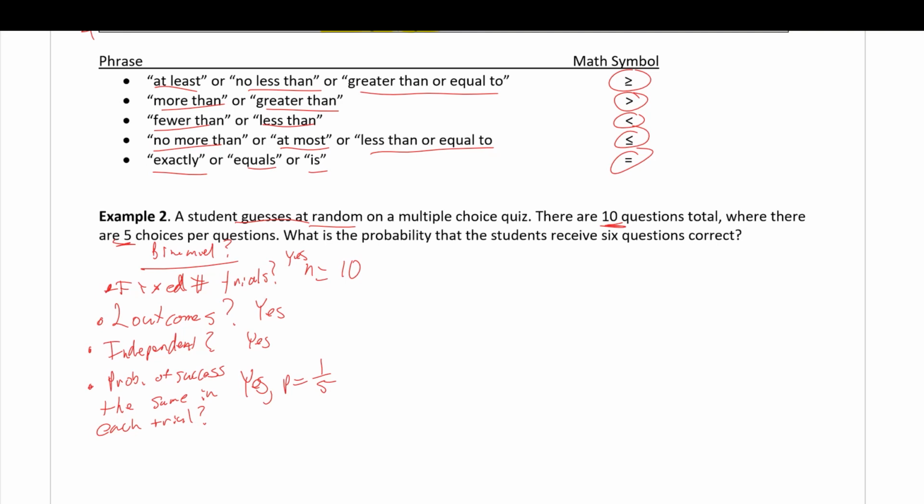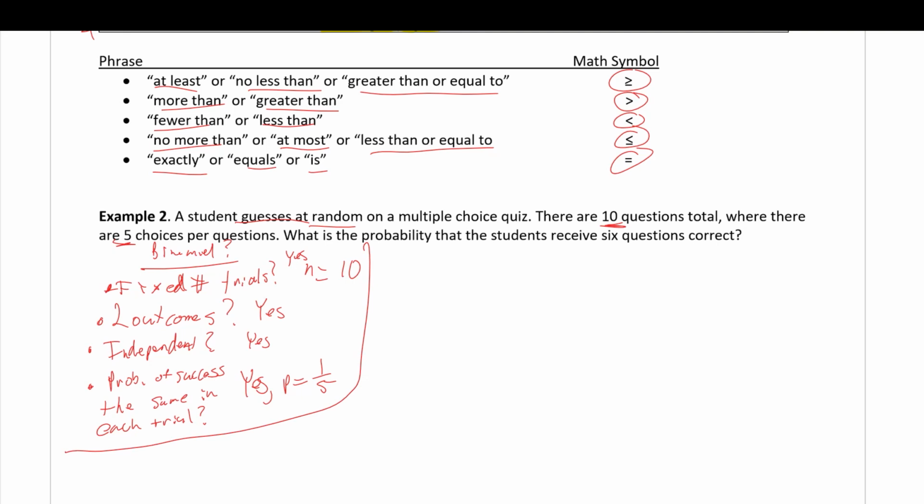Now, you can very easily make this a non-binomial. And how would I do that? Well, if one of the questions was like a true or false question where they only have 2 choices, then the probability of success does not remain the same in each trial. So that can very easily be a non-binomial. But in this case, we had 4 yeses, so yeah, we have a binomial.